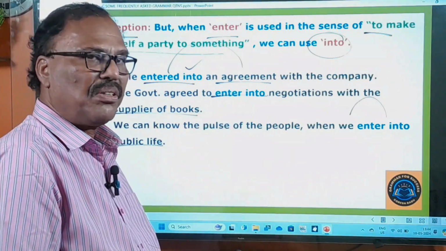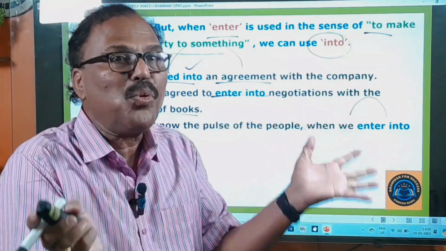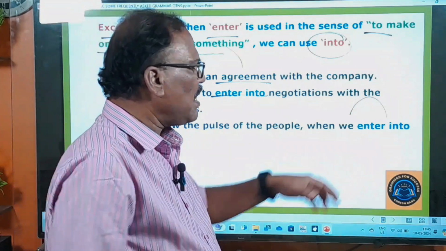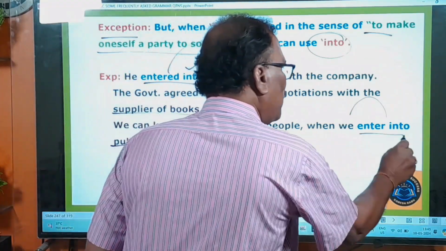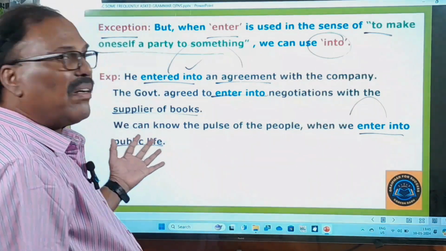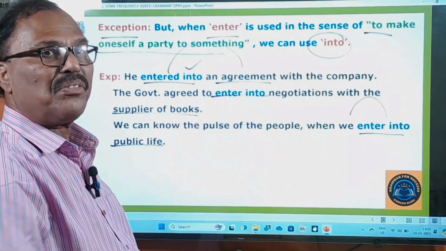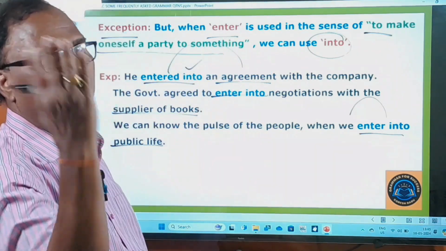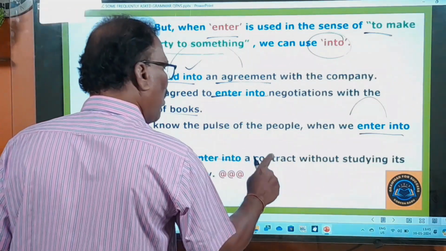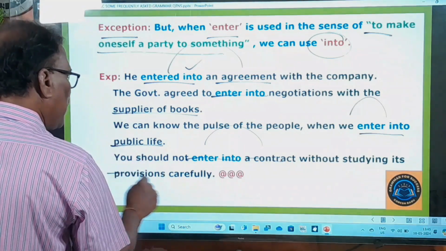Whenever you just enter into the public life. This public life is not a room, is not a house, is not a hall. So therefore, this here enter into is different. That enter into is different. So here enter into public life. Whatever it is, right. You should not enter into a contract without studying its provisions carefully.